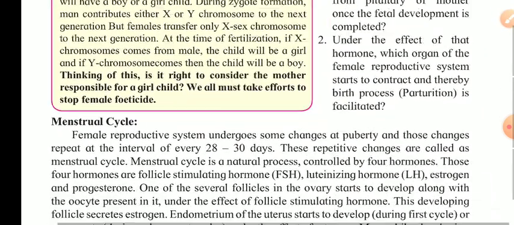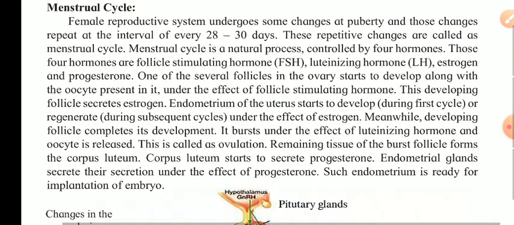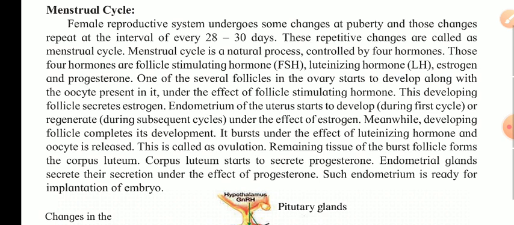Further, they have mentioned over here the menstrual cycle in women, one of the most important sections in the life processes. In the menstrual cycle, the female reproductive system undergoes changes at puberty, and those changes repeat at an interval of every 28 to 30 days. The menstrual cycle brings changes in the woman's body continuously, every month. These repetitive changes are called the menstrual cycle.